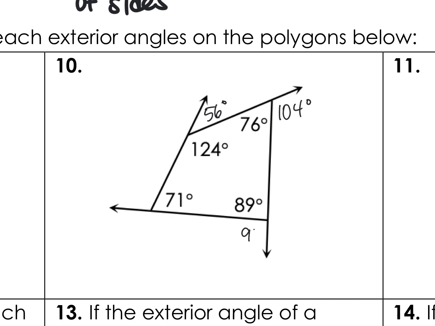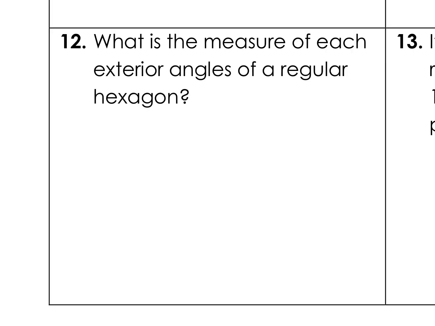Quick maths, let's see. Here are the 4 that I've got for the exterior angles. I'll highlight them. 56, 104, 91, and 109. What is the measure of each exterior angle of a regular hexagon?